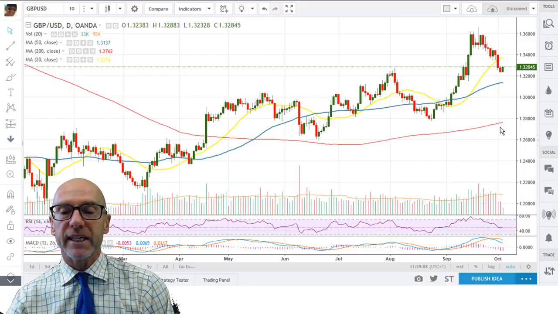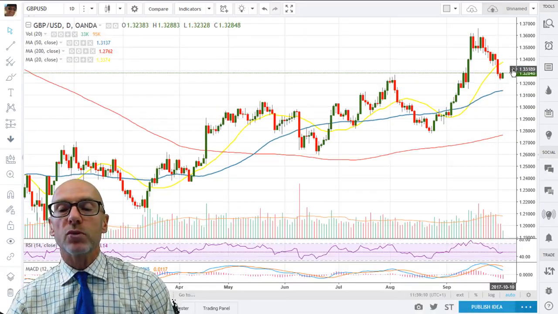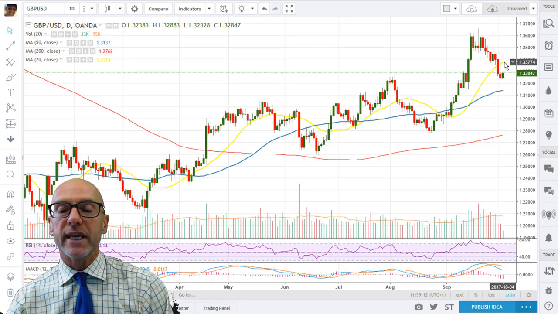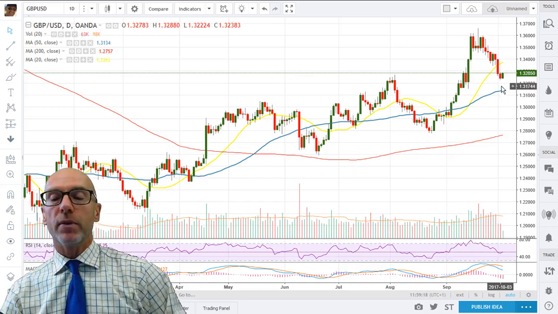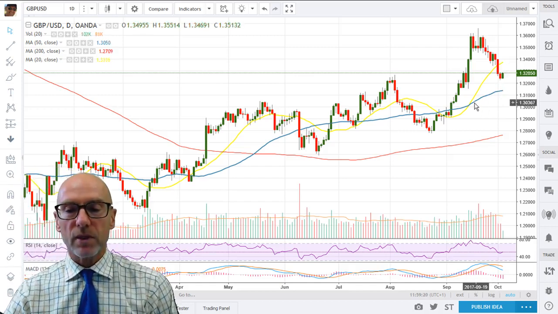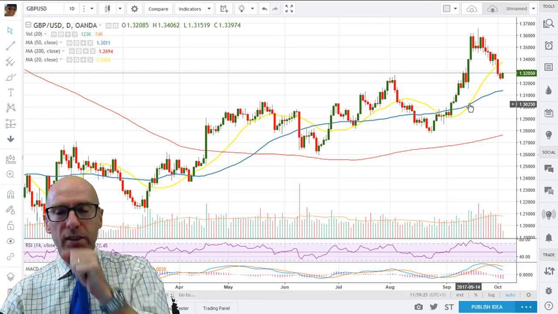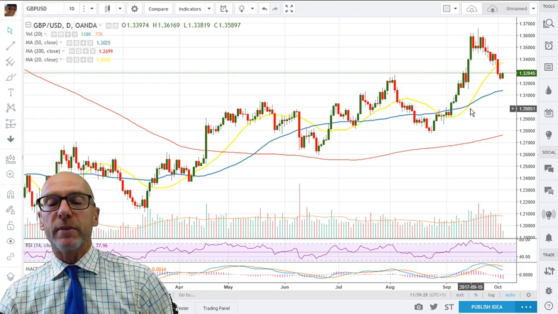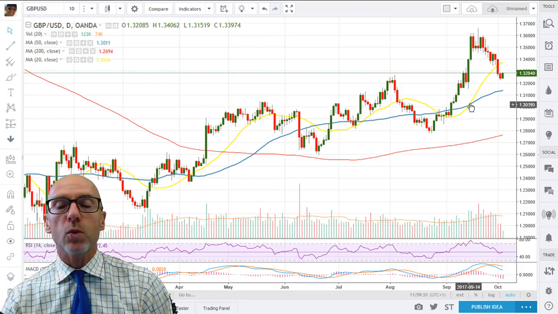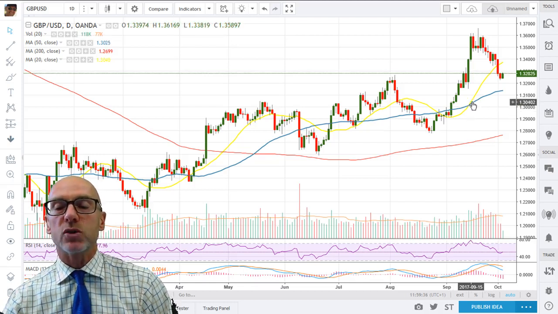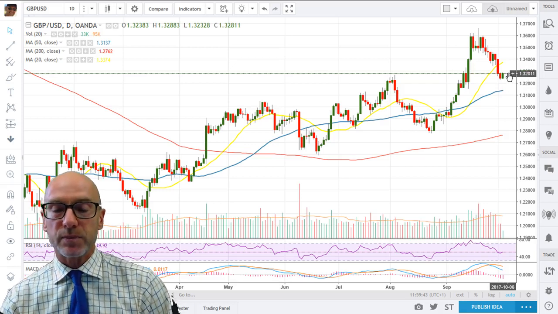On the daily, you can see the pullback's brought us back below the 20-day moving average, getting towards the 50. That's moving up. It was positive on the 14th of September, when we had a golden cross on the 20, when it crossed through the 50 as that was rising as well. So that's a positive indicator, that is a mid-term indicator.